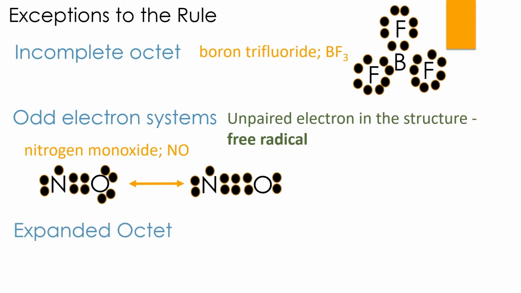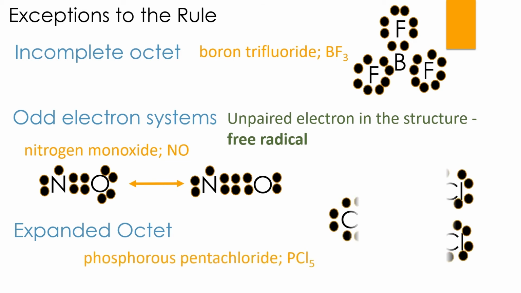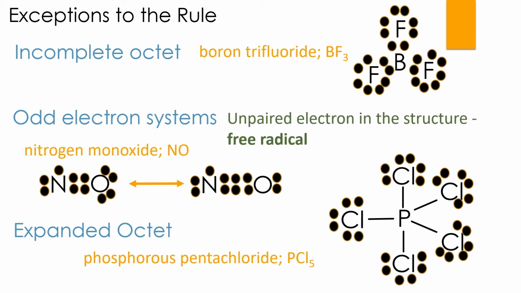Expanded octet. Now these are systems where the central atom has greater than 8 valence electrons surrounding it. These are more common with elements in period 3 and higher, which have d and f orbitals available, and a variety of valence orbital combinations that are possible to them. Pictured is the PCl5 phosphorus pentachloride compound. Notice the expanded octet around the phosphorus on this system.